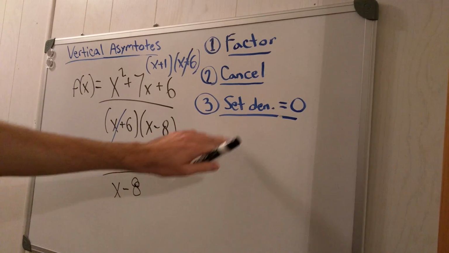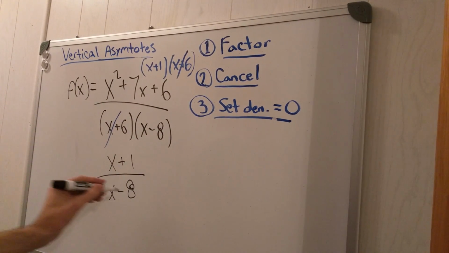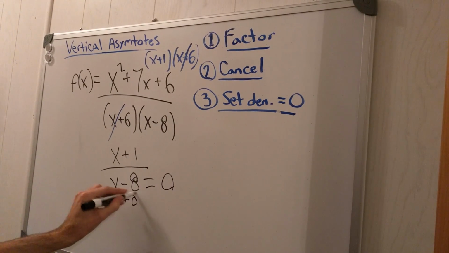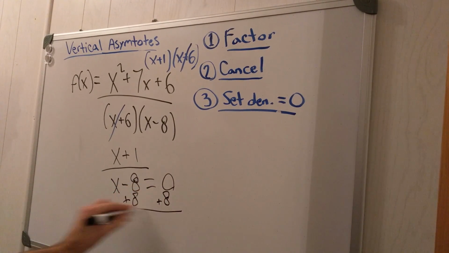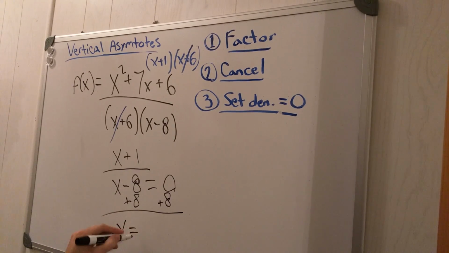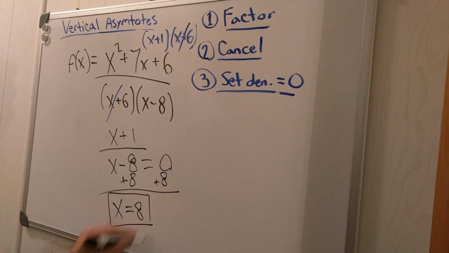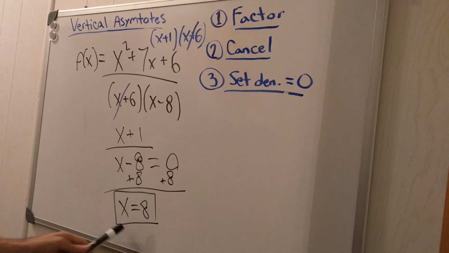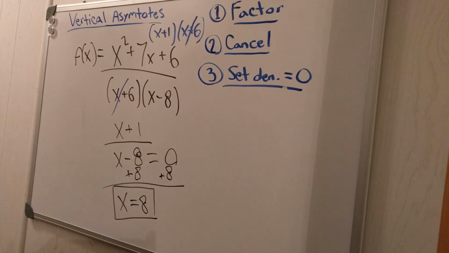Now we move to the third step and set the denominator equal to 0. I'm going to add 8 to both sides, and what we're left with is x equals 8. So the vertical asymptote of this rational function is x equals 8.